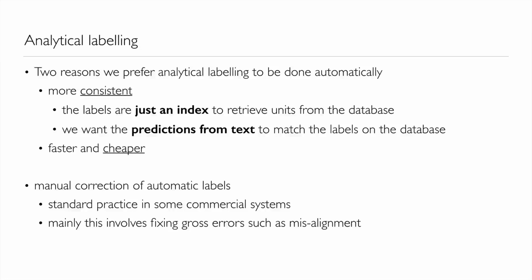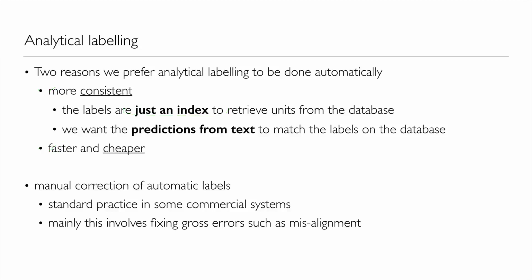And we're going to prefer this to be done automatically. Yes, that's faster and cheaper, and that's a very important reason for doing it. But an equally important reason is that it's more consistent between what's in the database and what happens when we synthesize an unseen sentence. A good way to understand that is to think about the labels on the database as not being a close phonetic transcription of the speech, but being just an index, a way of retrieving appropriate units for our search to choose amongst. And having consistent names for those units in that index is more important than being very faithful to what the speech actually says.